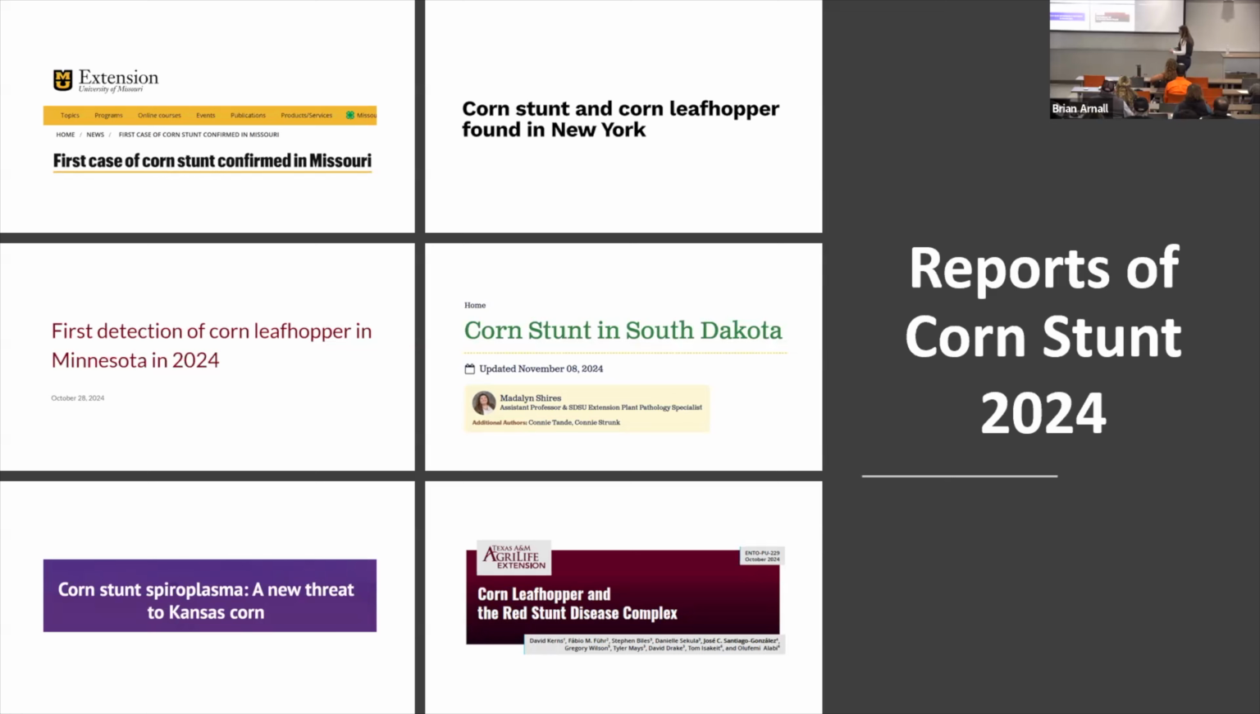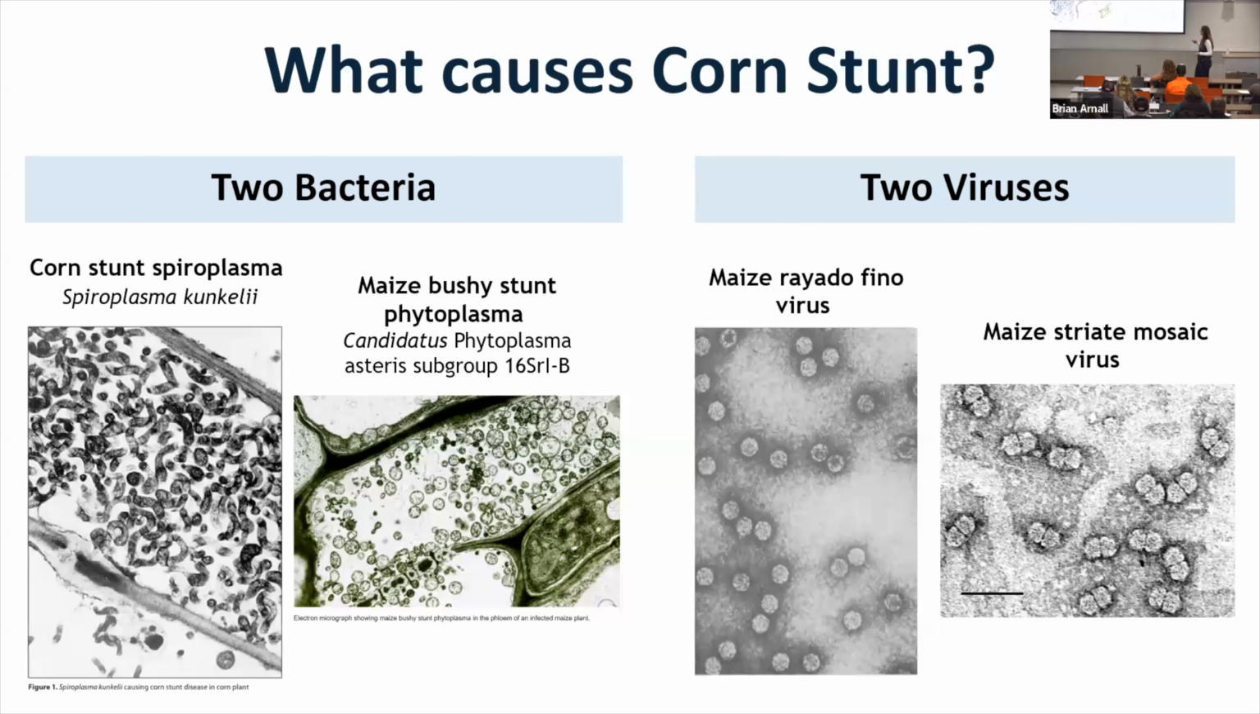But after that, several states followed us. As you may see here, we have reports in Missouri and New York State. I'm not sure if you know about that, but this disease was also present very far northeast this year. We also have South Dakota, Minnesota, Kansas, and Texas. So after we reported corn stunt, other states became aware of the problem and started to go to the field, scout, and send samples for disease identification.